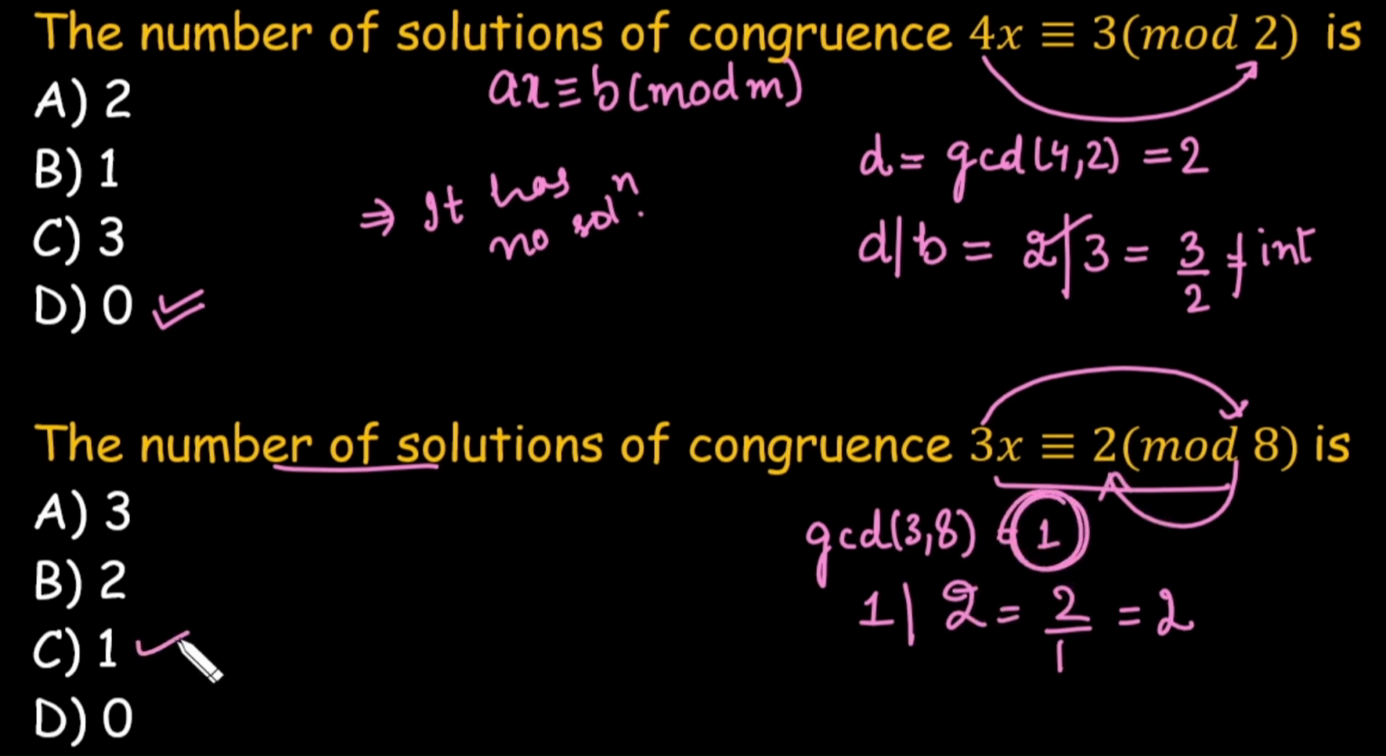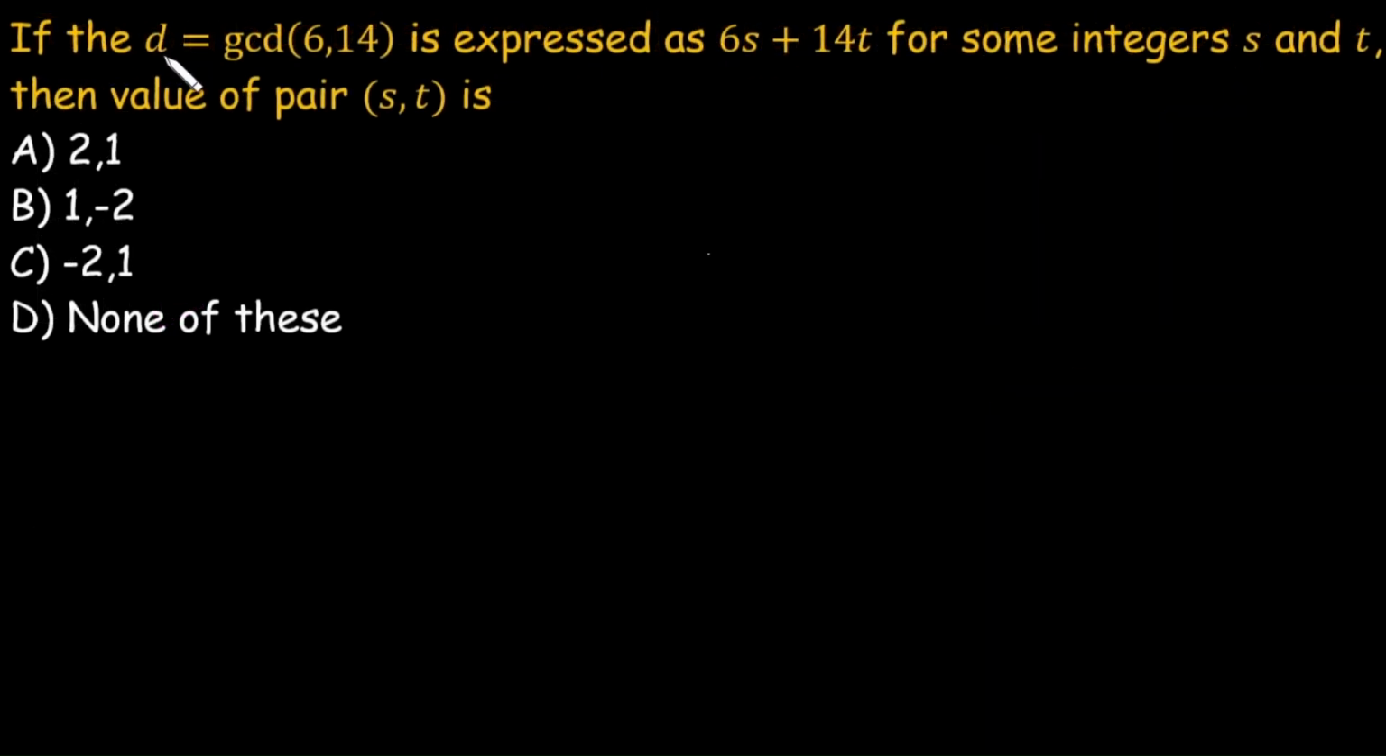That is 1. Next question is, if the GCD of these two numbers is written by D and it is expressed by this form for some integers s and t, then what is the value of s and t? It's very simple. First step is we will find the GCD of these two numbers. So what is the GCD of 6 and 14?